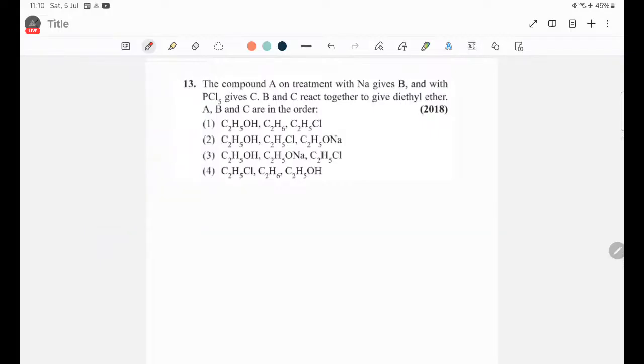Because if you try to figure out the keyword, only in that case can you answer this very fast. Within 15 seconds you can answer this question.